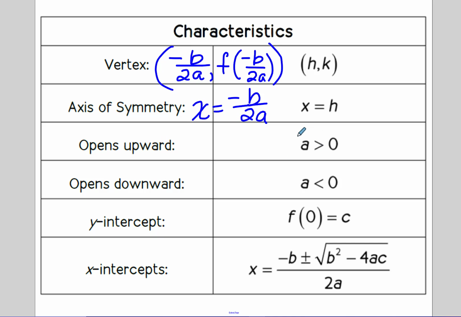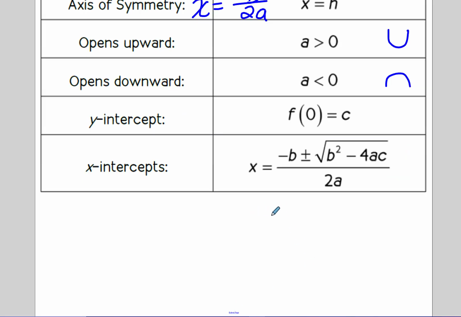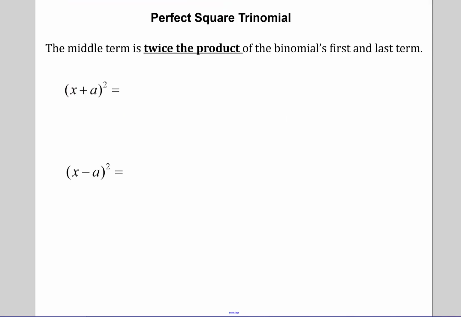Your parabola opens upward if the leading coefficient is positive, and downward if the leading coefficient is negative. We call this concave up and concave down. And your y-intercept is the constant when you substitute 0. You can find your x-intercepts using the quadratic formula, or by setting the equation equal to 0 and factoring, or completing the square and using the square root method. So like I said, this is pretty much a general review of things you know from Algebra 2.